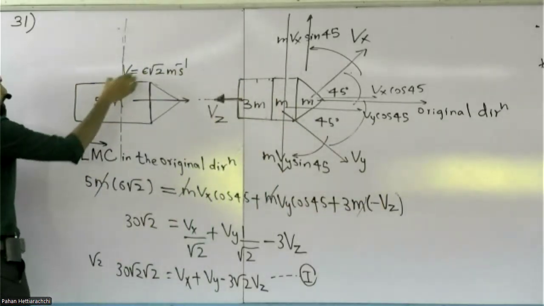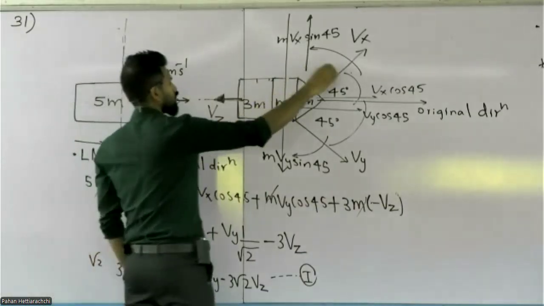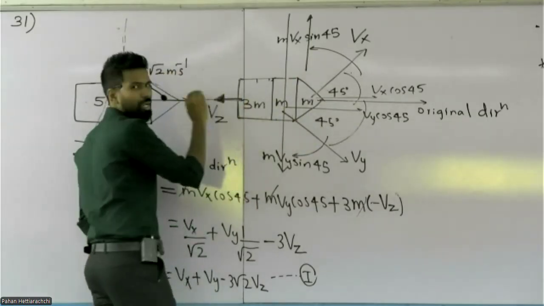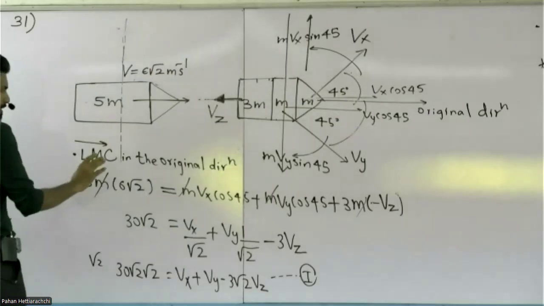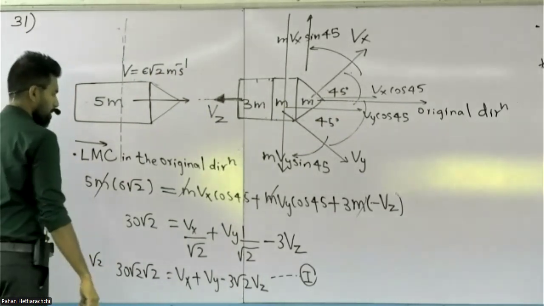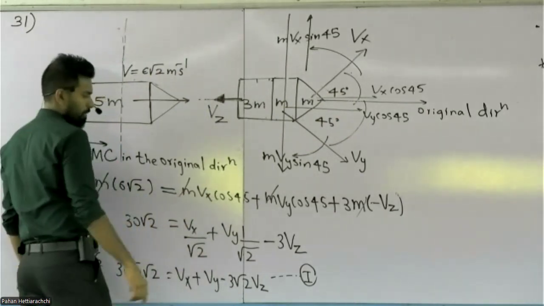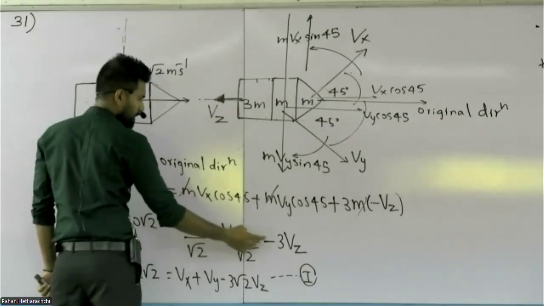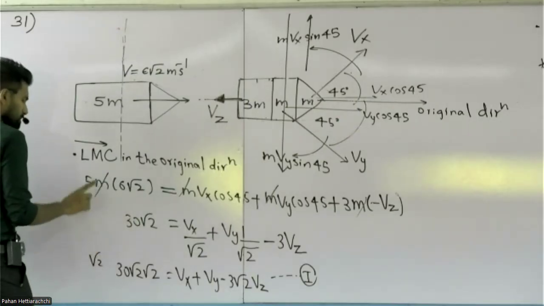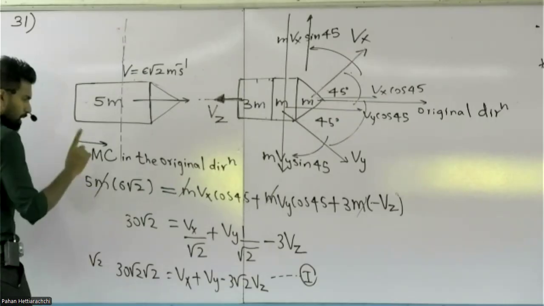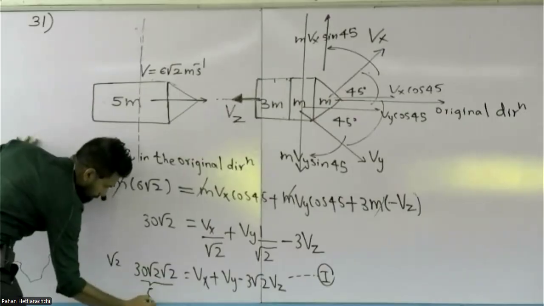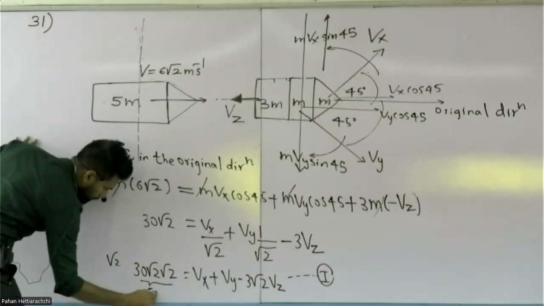Initial momentum 5m into 6√2 is equal to m Vx cos 45 plus m Vy cos 45 plus 3m into minus Vz. Okay. M will cancel out. 5 into 6 is 30√2 equals Vx times 1 over root 2, cos 45, plus Vy times 1 over root 2, minus 3 Vz, multiplied by root 2. Then I got 30√2 into root 2 equals Vx plus Vy minus 3√2 Vz. 30√2 into root 2 means 60. Root 2 into root 2 is 2. 2 into 30 is 60.